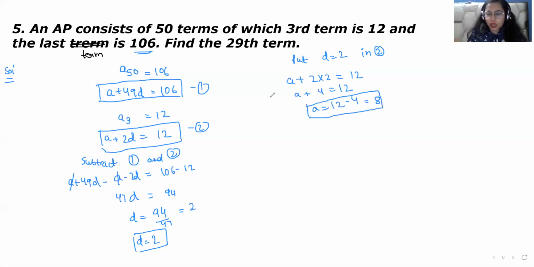And we have to find the 29th term. That means A29. We can write it as A plus 28D. So what is the value? A is 8, plus 28 times 2. So 28 times 2 is 56. 8 plus 56 is 64. I hope it's clear and it is easy to solve.